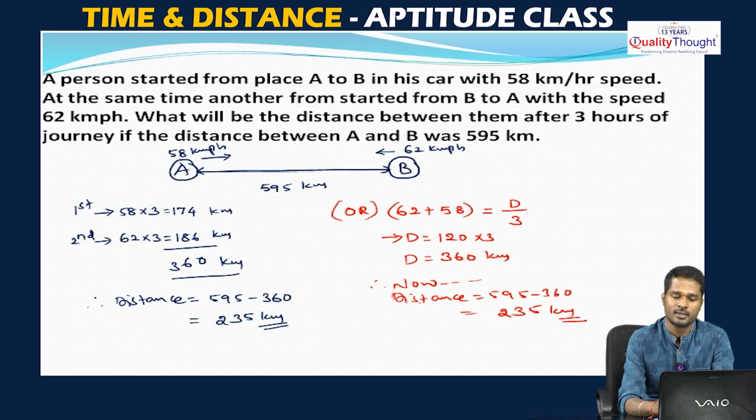As in this case both the people are travelling in the opposite direction, the relative speed will become the sum of these speeds. So 62 plus 58 is equal to 120. We don't know the distance they travelled, so I am taking it as d, and the time taken is 3 hours. So 120 into 3 is 360, that means in 3 hours together they travelled 360 kilometers. Now the remaining distance is 595 minus 360, that is 235 kilometers.